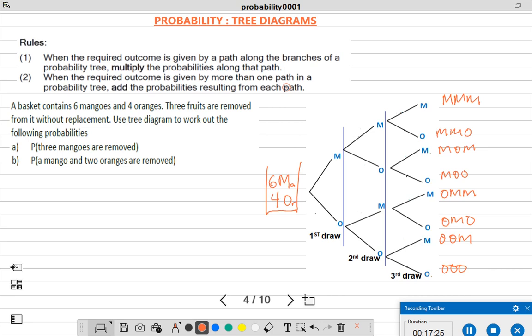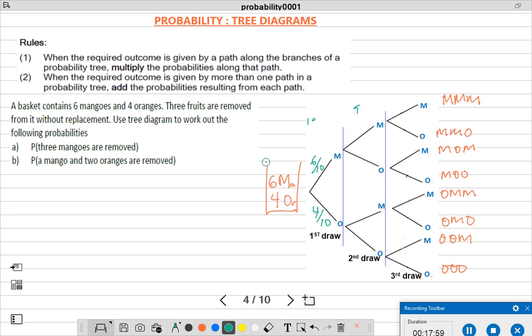But what you should know is that here we are removing fruits without replacement. So to pick the first mango, we have 10 fruits. So for the first mango, we shall have 6 out of 10. Whereas for orange, it will be 4 out of 10. Now, for the second row, remember you have removed one fruit. The remainder would be 9. Here we have 10 fruits. Here we shall have 9 to pick from.